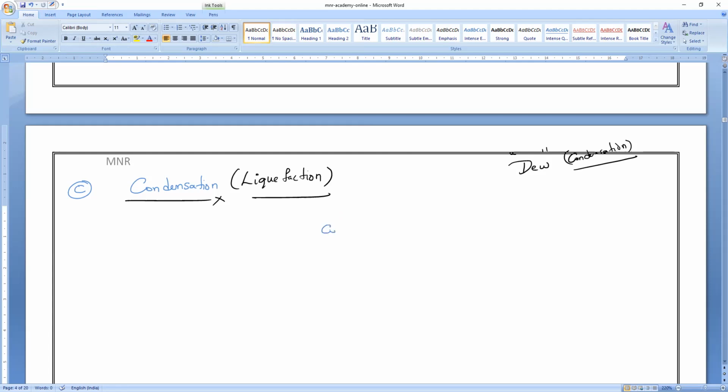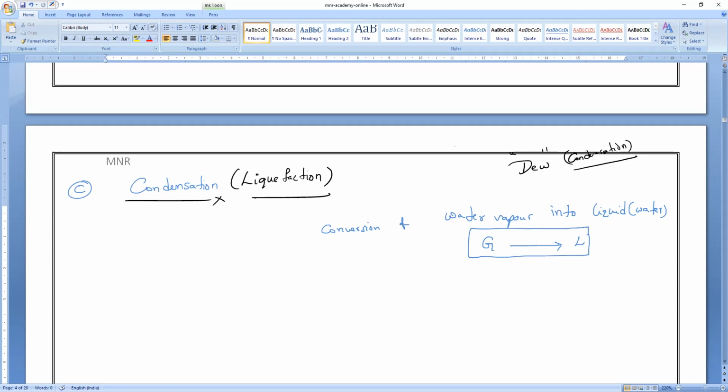Because of the conversion of what, guys? All of you? Due to the conversion of water vapor into water. That is what we used to call water, which we used to call liquid. It is converting from gas state to what state? All of you? It is converting from gas state to liquid state.